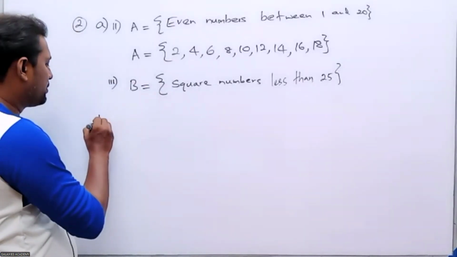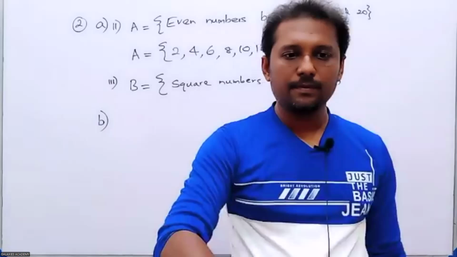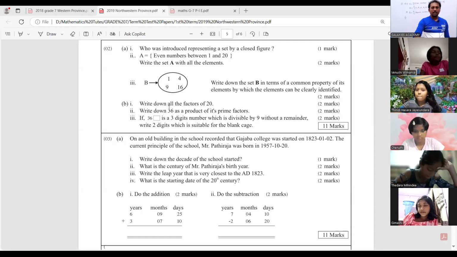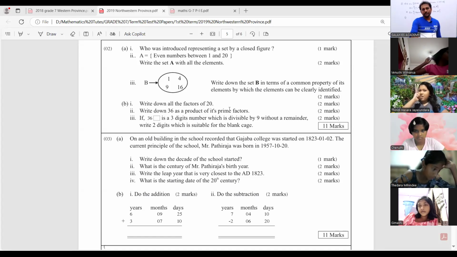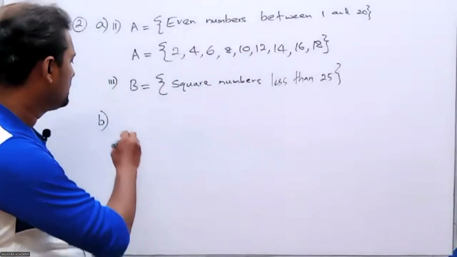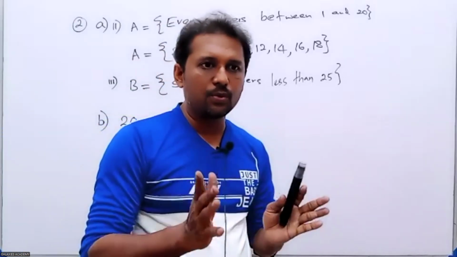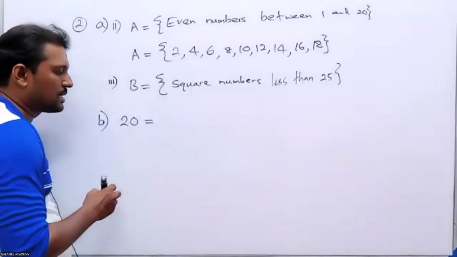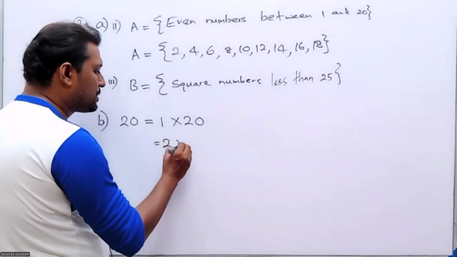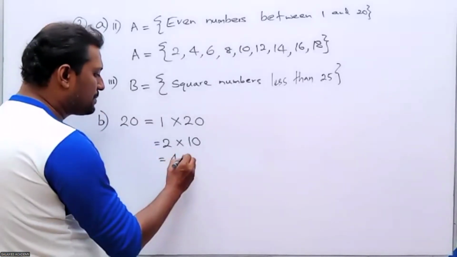Right. Then we can go to the next part, part B. Write down all the factors of 20. Now revise how you can find all the factors of a given number. This question gives 20. You have to write 20 as a product of two numbers. Right? How can you write 20? 1 times 20. 2 times 10. 3 times we can't write, no? The next one is 4 times 5.